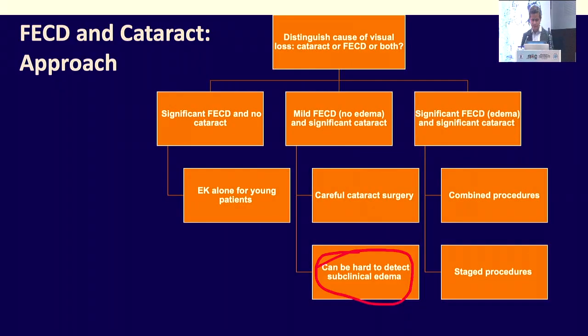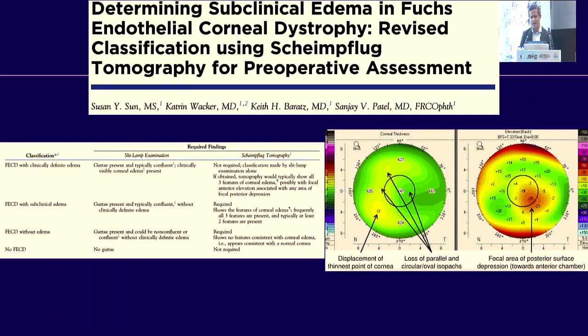I want to revisit this quickly. In cases where it's hard to detect subclinical edema, we have tried to use Sanjay Patel's formula for looking at the Pentacam. We all know that there are 3 signs in Pentacam: displacement of the thinnest point of the cornea, loss of parallel isopachs, and focal area of posterior surface depression.